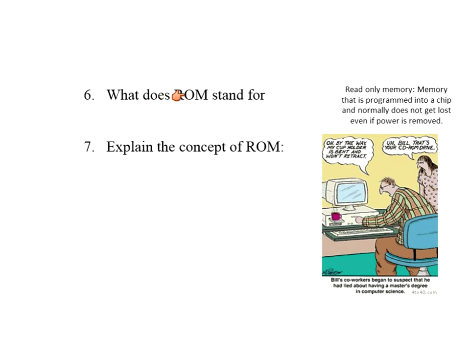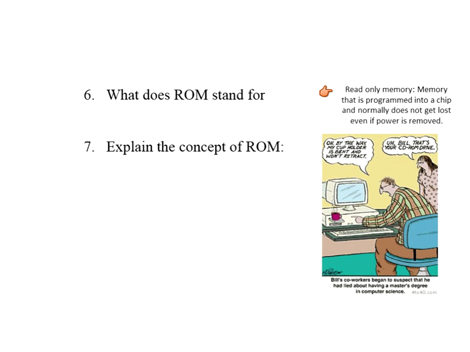ROM, read-only memory, is memory that's programmed into the chip and normally does not get lost, even if power is removed. So the concept of ROM is that it's non-volatile. We put information in it and it stays in there forever, for the most part. ROM is difficult to write into. RAM is not. With RAM, you can write into it easily, but you lose the information right away if the power goes away. ROM quite often comes programmed from the factory.